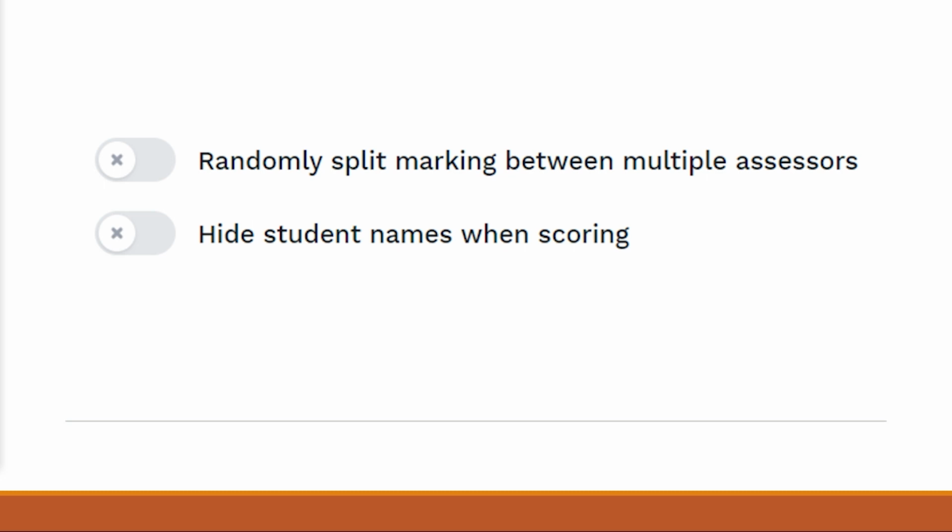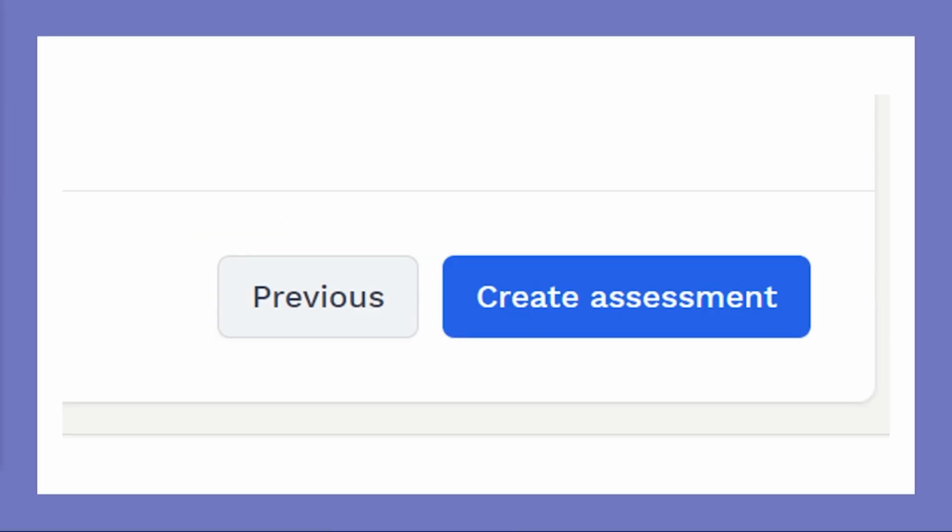Now, there are a couple of features I'd like to talk about. Sometimes schools would like to divide marking between teachers, so you could select 2 or 3 assessors, and then the program will randomly split the marking between those 3 assessors. We don't allow double marking. You also have a feature where you can hide the student names when you're scoring if you're wanting not to be influenced by students' names as you're assessing their work. And then simply create the assessment.